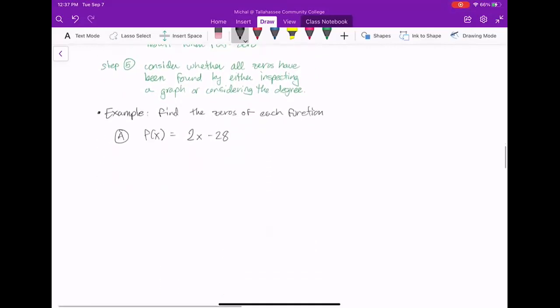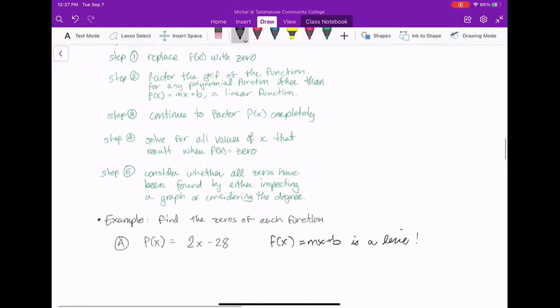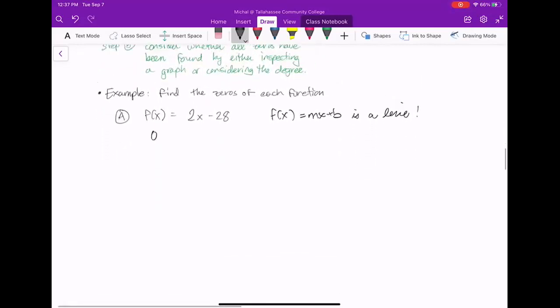So here's an example. We're going to find the zeros of this first function. This first function is of the form f of x equals mx plus b, which means that this is a line. Now, it's a lot easier to find the zeros of a line because a line can only cross the x-axis one time unless it's a perfectly horizontal line. So all I need to do here is go up to my first step, which is to replace f of x with 0. That's going to give me 0 equals 2x minus 28.